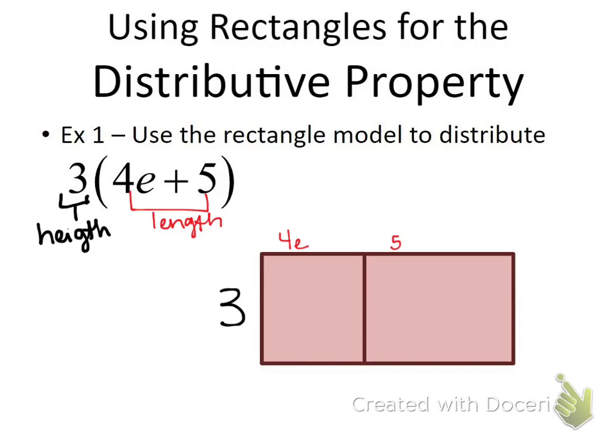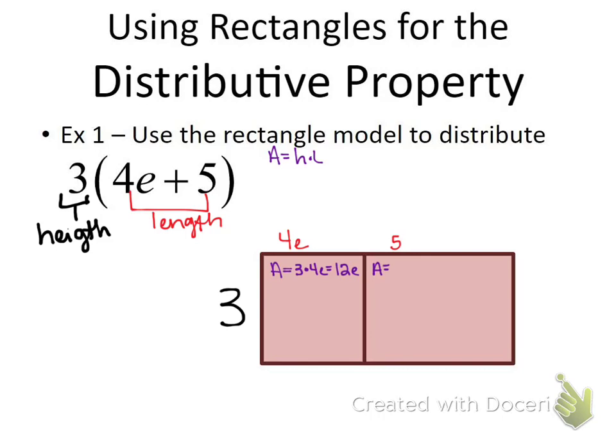be our final answer. So how do I find the area of the first rectangle, Logan? So area equals what? I'll use area equals height times length. So what's my height? 3. And what's my length? 4e. And what does that equal? 12e. Okay. Go ahead and find the area of the second rectangle as well, Jenna.